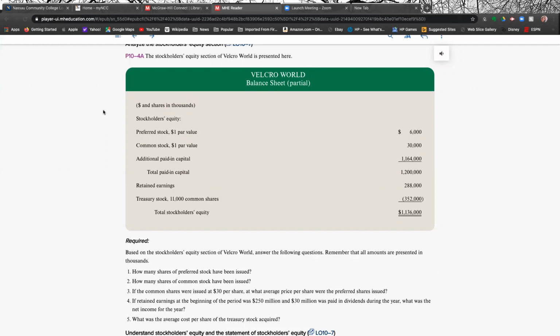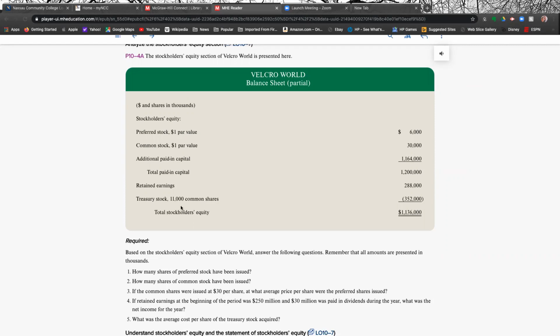So, just be aware when you're doing the brief exercise, they should not take you very long. The problems take time. So here they give us a stockholders equity section of the balance sheet for a company called Velcro World. And notice that they have preferred and common and additional paid-in capital. Each of them has a $1 par, which is kind of unrealistic. There's retained earnings and there's treasury stock.